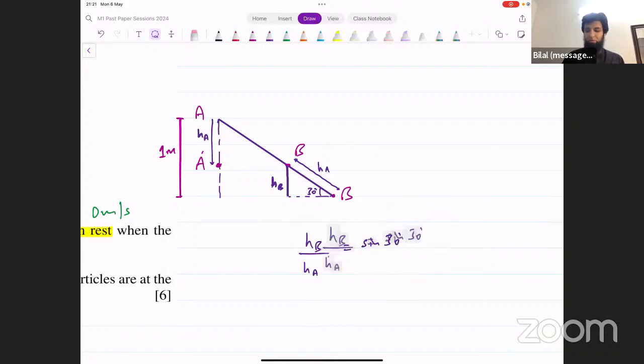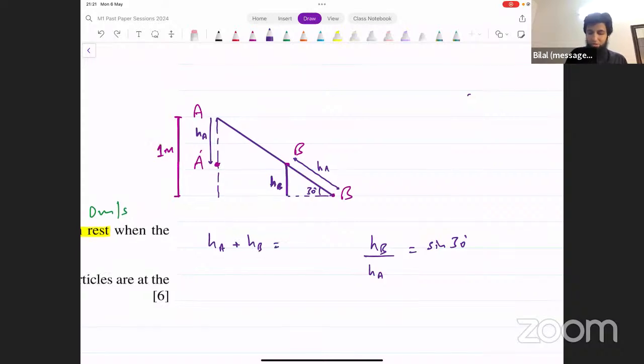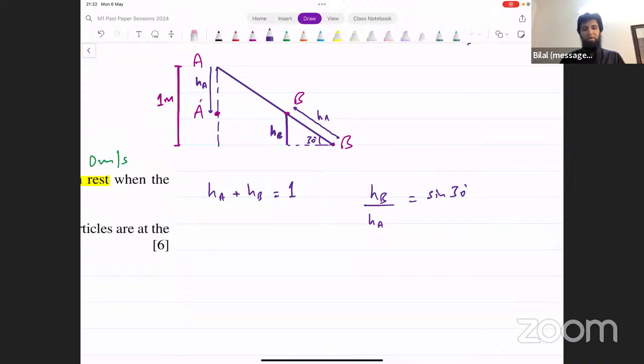And also, we know the sum of HA and HB, what should that be? Since its total distance was 1 meter, the difference between their perpendicular heights, HA plus HB, that should also equal 1 meter. The sum of these heights, these vertical heights, that also has to be equal to 1. All right. Now we can use this to find the change in height for A and the change in height for B. Let's see what this turns out to be.